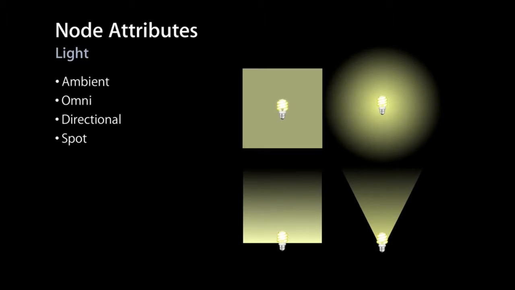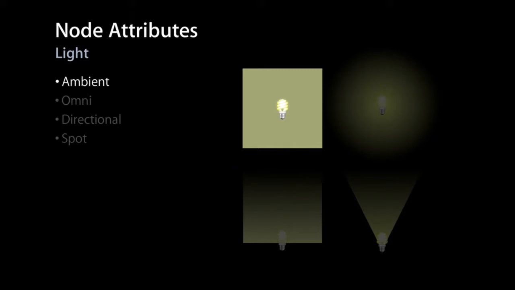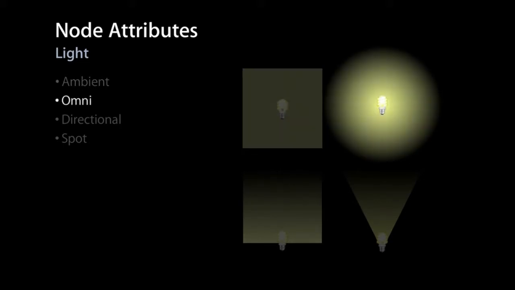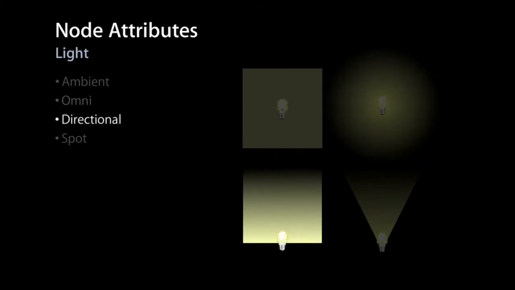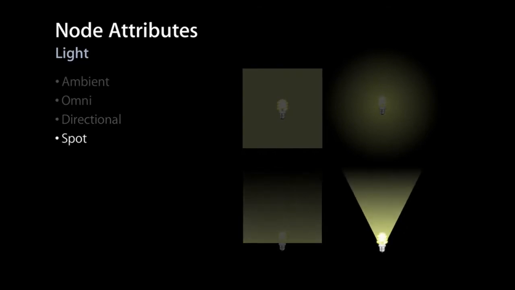There are different kinds of lights. For instance, the ambient light is a light that illuminates in every direction, and so it illuminates equally all the objects in the scene. An omni light originates from a single point. A directional light illuminates in a given direction. And a spotlight originates from a single point but spreads outward in a cone direction.